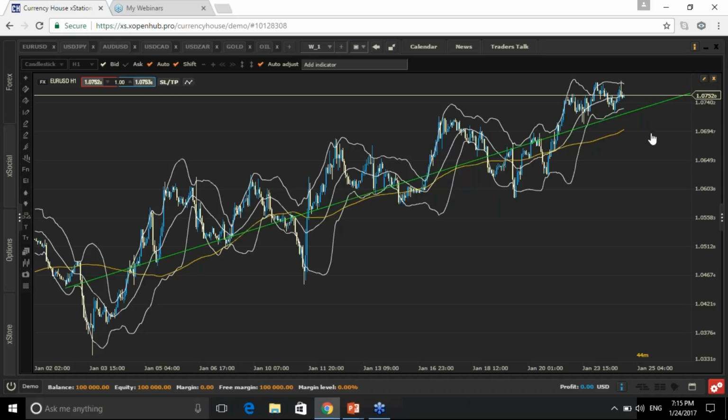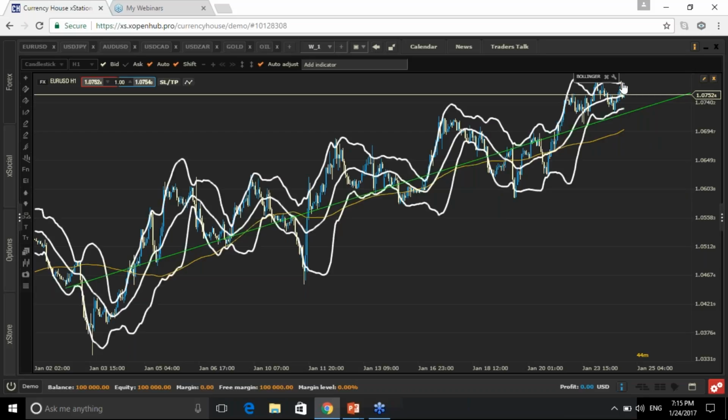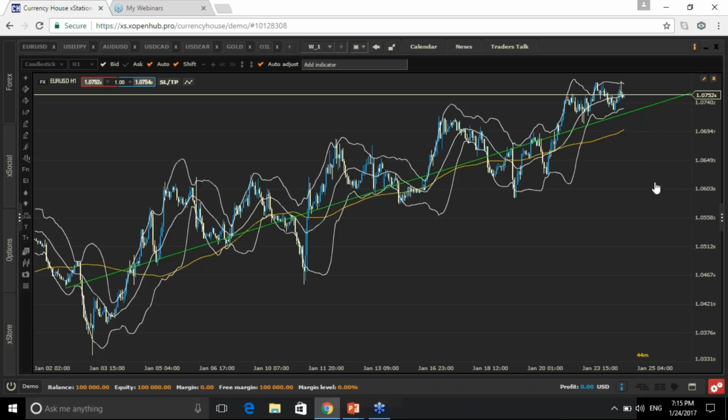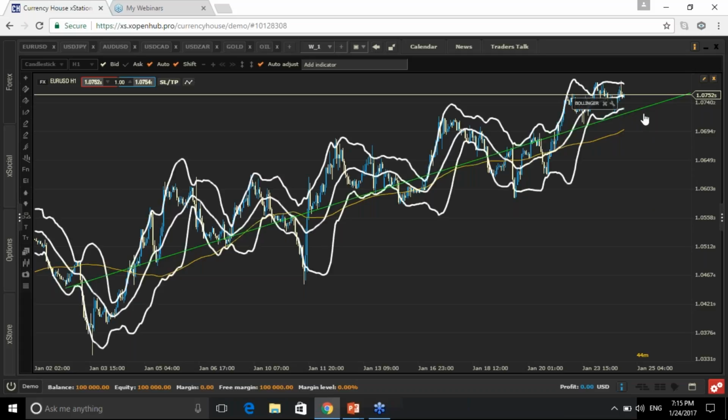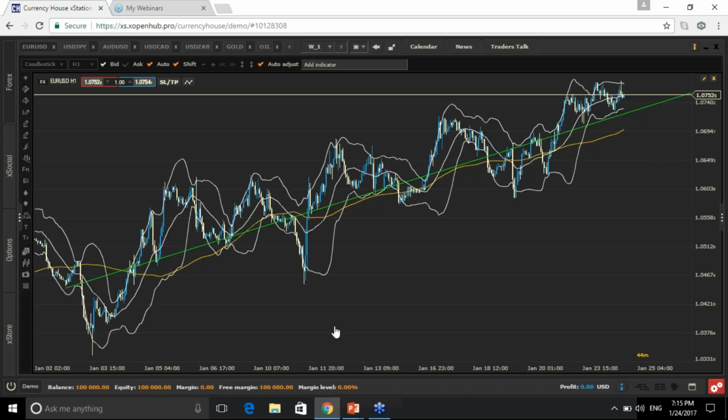So the main idea is that once you see the price bouncing from the upper line, it's definitely a sell signal. Once you see the price moving to the lower range of the Bollinger Bands, to the lower line, it's definitely a buy signal, as we observe an uptrend here.